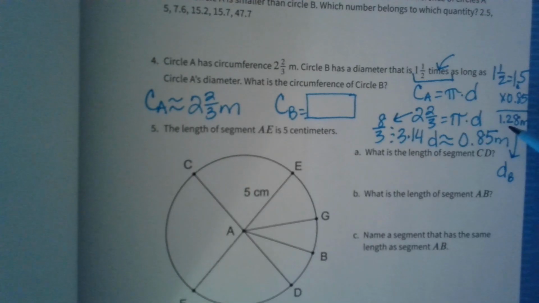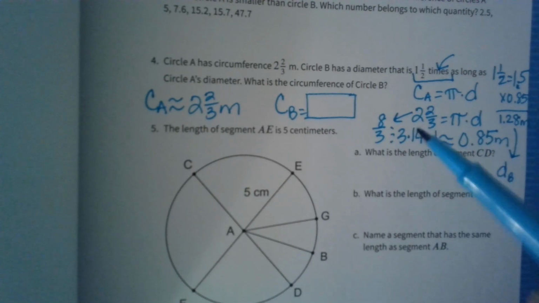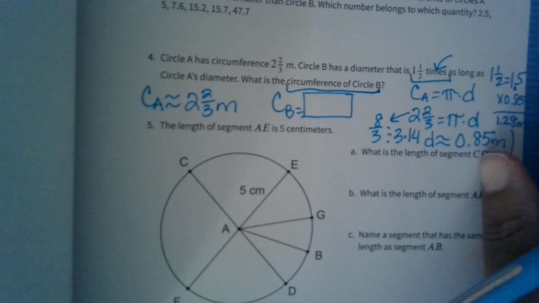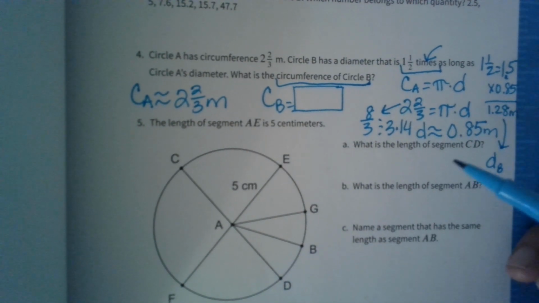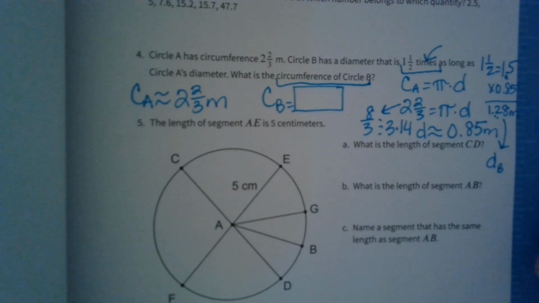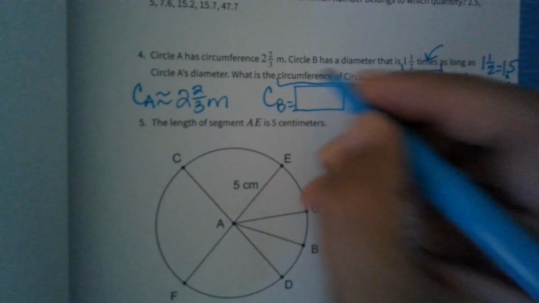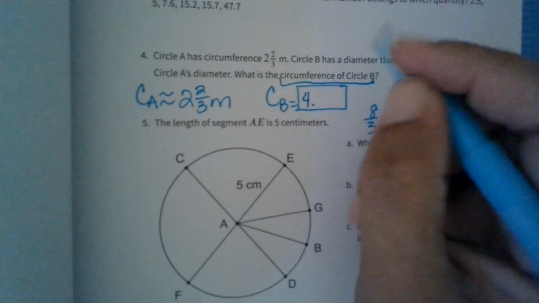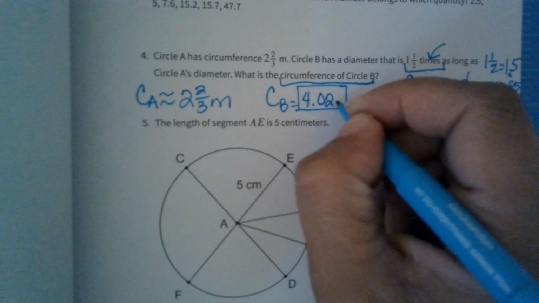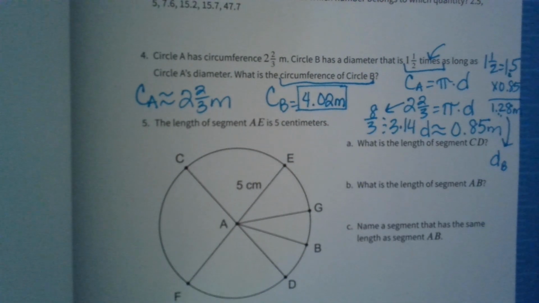That means this one represents the diameter for circle B. I found the diameter for circle B, but the question is asking for the circumference of circle B. So now you need to use your formula. C equals pi D. Well, D is 1.28. So I'm going to do 1.28 times pi. And you should get at least 4.019. We're going to do 4.02 meters.